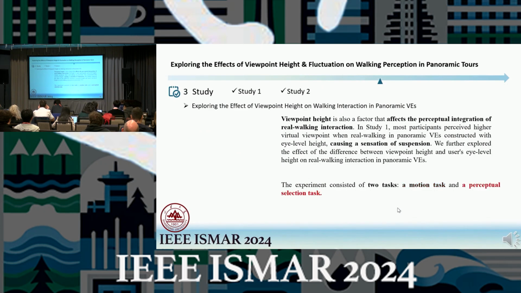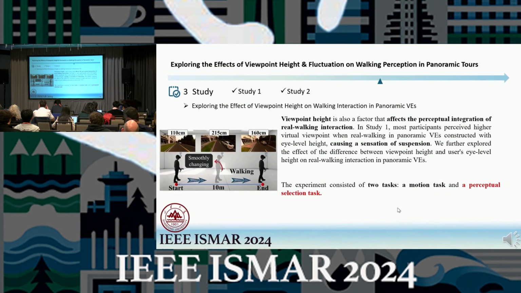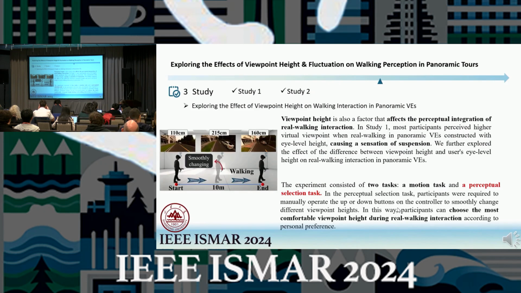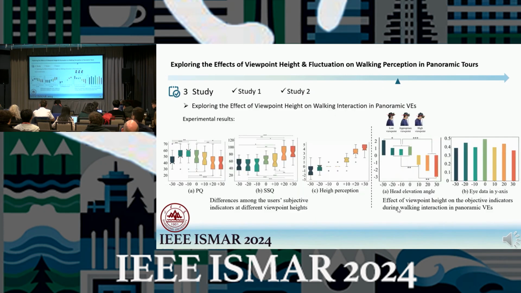In the perceptual selection task, participants were required to manually operate the up or down buttons on the controller to smoothly change different viewpoint heights. In this way, participants can choose the most comfortable viewpoint height during real walking interaction according to personal preference. Study 2 mainly aimed to investigate the effect of viewpoint height on walking interaction. A viewpoint height of 10 centimeters below eye level provided the optimal user experience during the walking interaction.